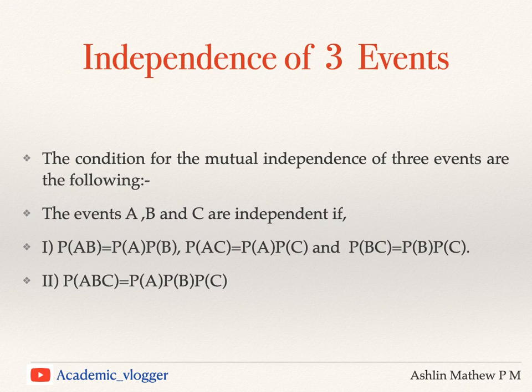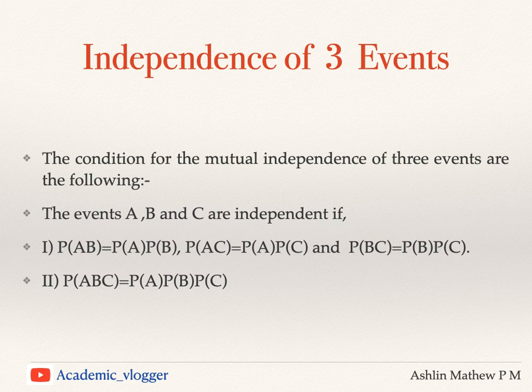The conditions for the mutual independence of three events are the following. The events A, B, C are independent if they are pairwise independent and they are totally independent, that is, the probability of A intersection B intersection C is equal to the probability of A times the probability of B times the probability of C. So condition 1 is pairwise independence, that is, the probability of A intersection B is equal to the probability of A times the probability of B, the probability of A intersection C is equal to the probability of A times the probability of C, and the probability of B intersection C is equal to the probability of B times the probability of C.